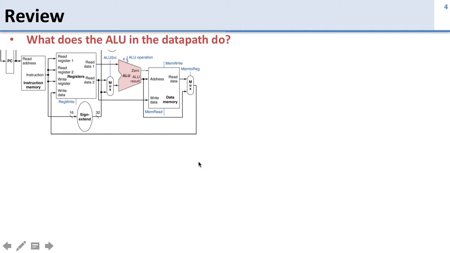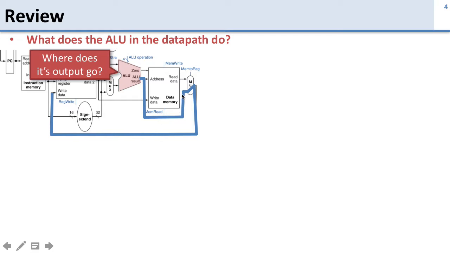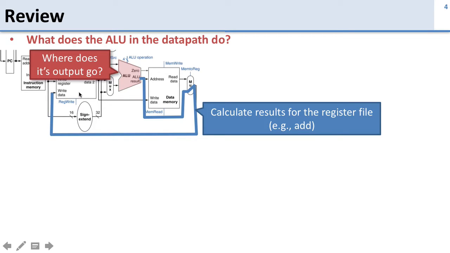Well, let's start out with what does the ALU do in the data path. To understand what the ALU does in the data path, let's take a look at where its output goes. So if you see here, we have two outputs. We have the result and we have the 0. It's drawn pointing into the memory here, but it doesn't really go there. If we follow where it goes, one of the paths goes all the way out around through this mux and back into the write data on the register file. So this here is calculating the result. This is when we do an operation in the ALU, such as an add, an or, an and.